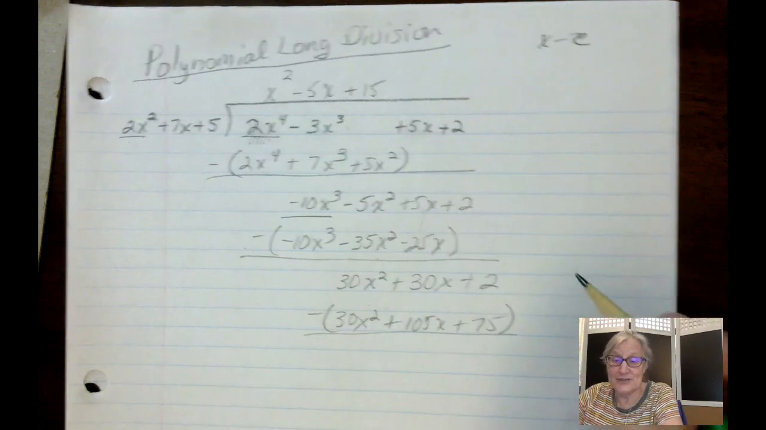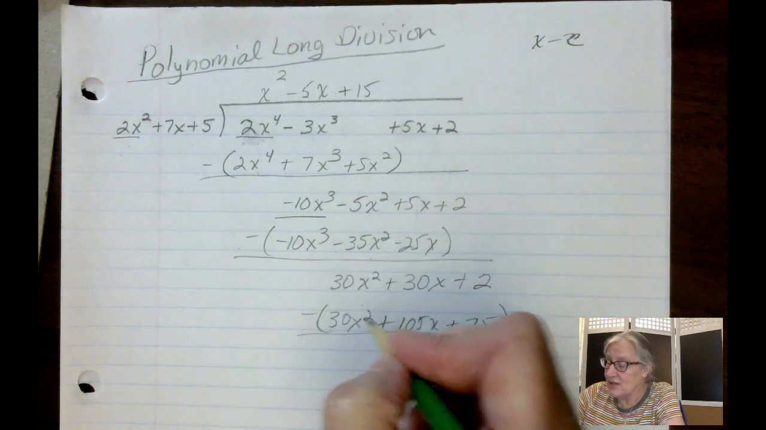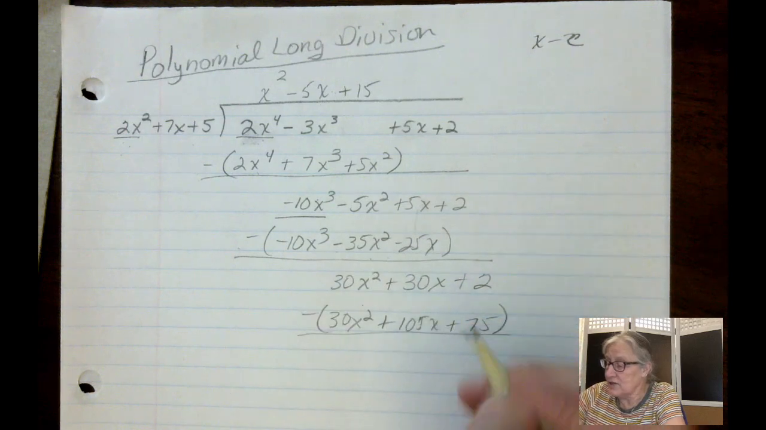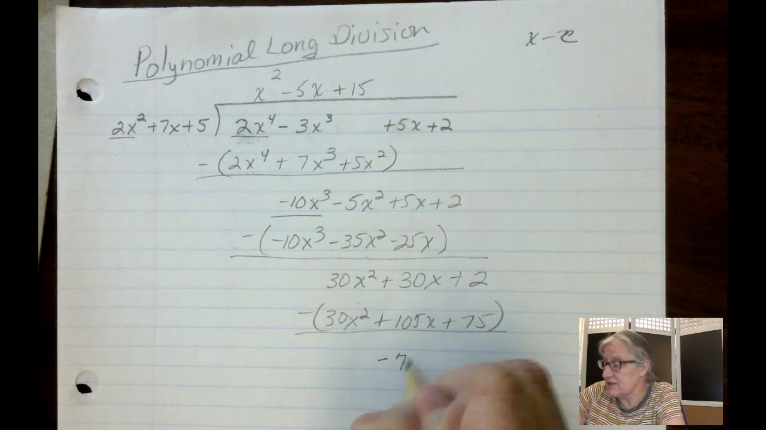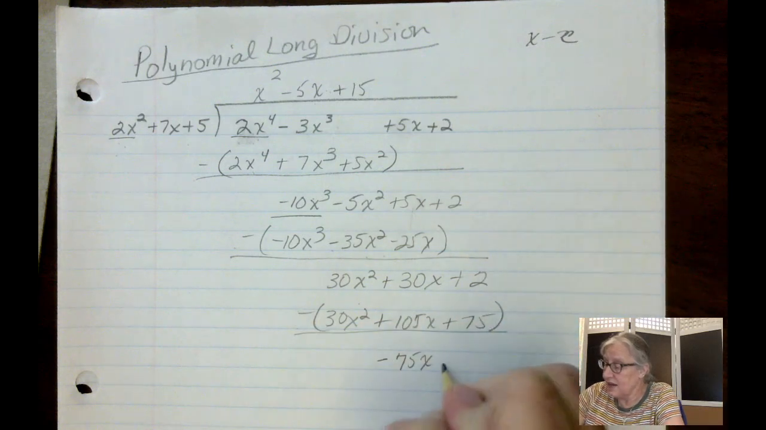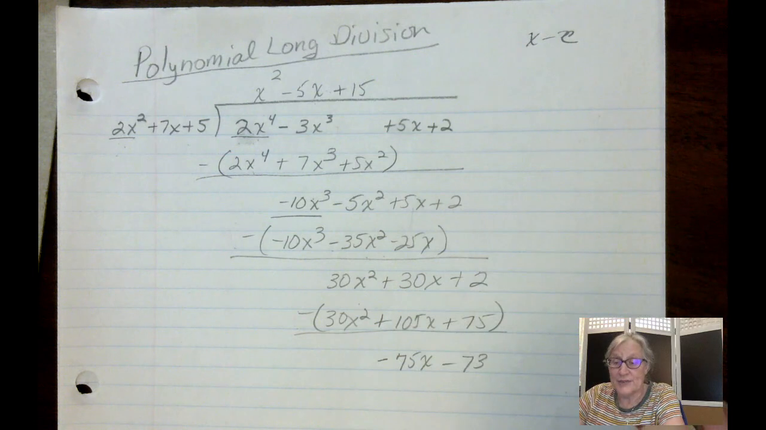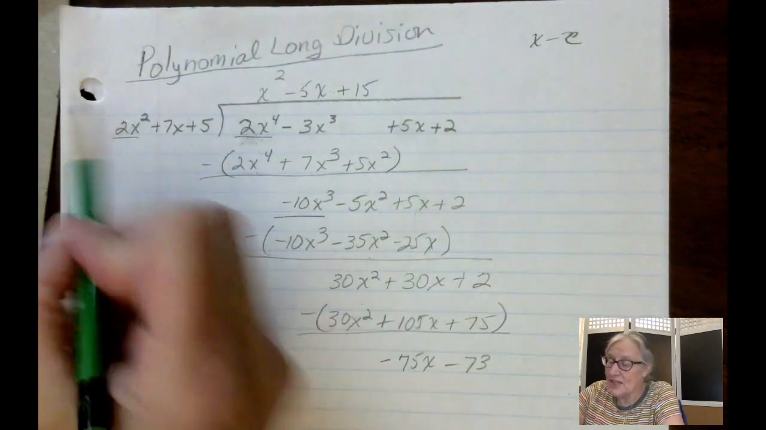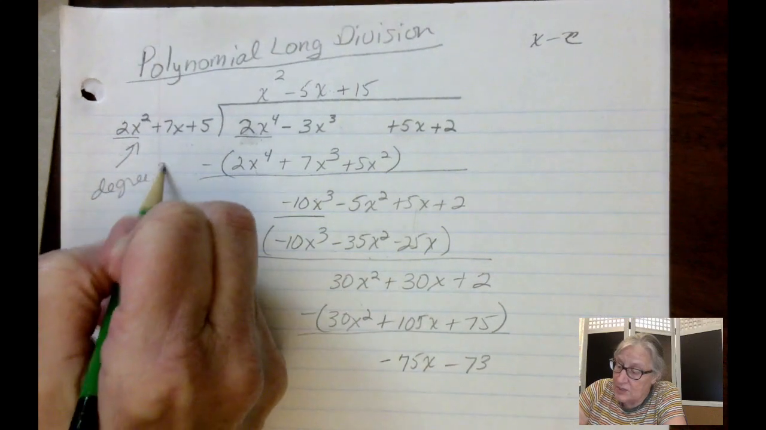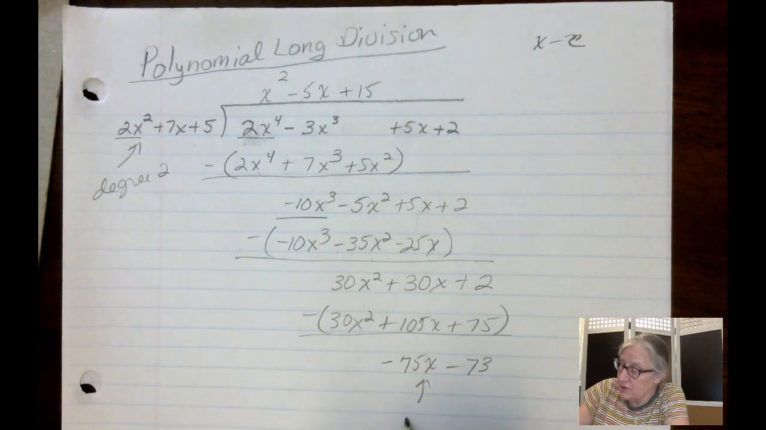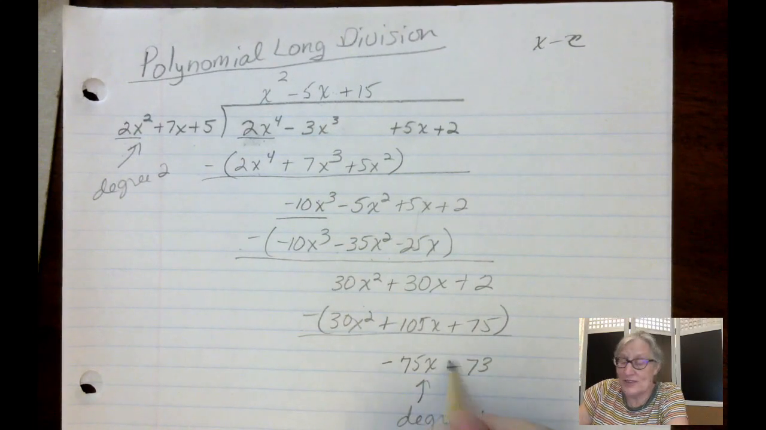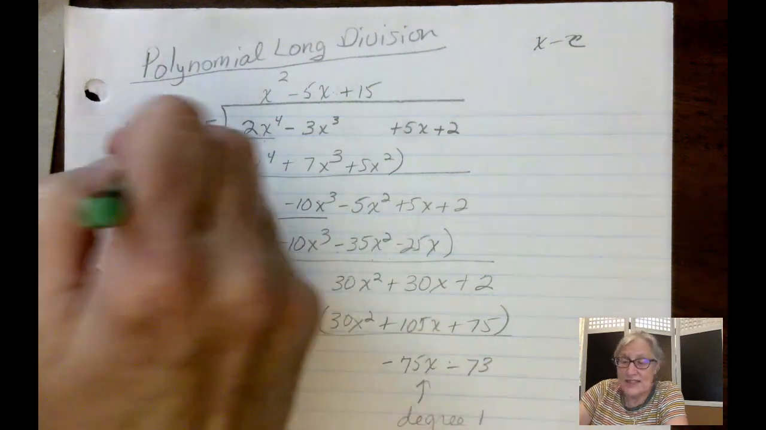It's very easy if I put just the minus to just subtract the first term, but every term has to be subtracted, right? Okay. So 30x squared minus 30x squared is 0. 30x minus 105x is a minus 75x. And 2 minus 75 is a minus 73. And because the degree of our divisor is 2, the larger exponent is 2, and the degree of our numerator is 1, our largest power of x is 1. Since this degree is less than that, we're done.